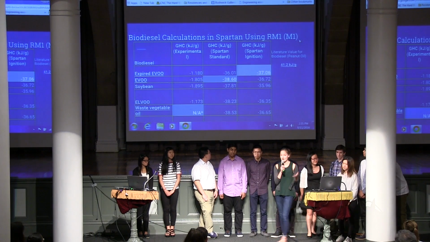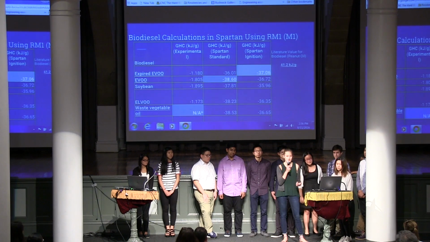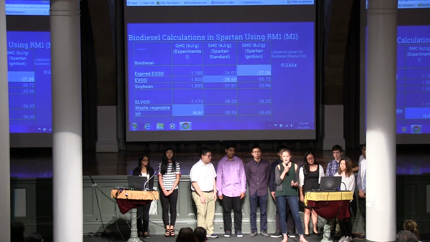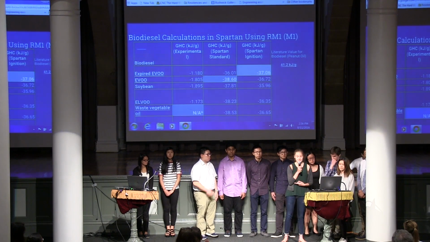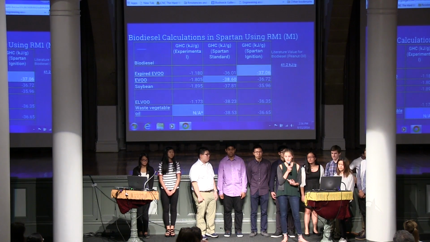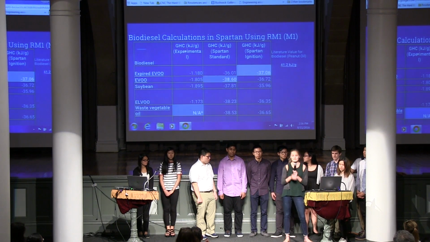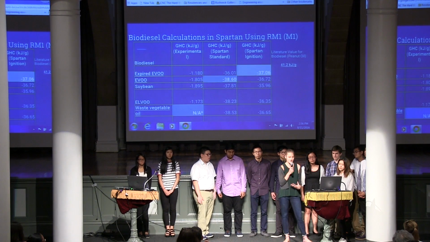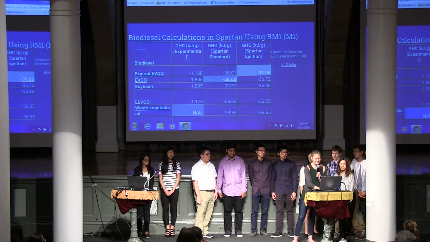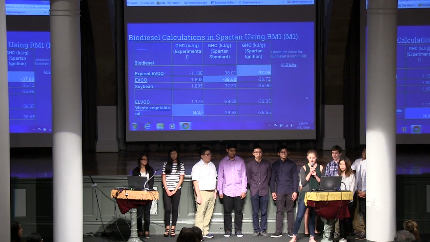So here we actually have a chart of the experimental heat of combustions, the ones that we calculated with Spartan using the best method, which was RM1 method 1, which was RM1 plus ERT, as well as the Spartan calculations at the ignition temperature. And here you can see that we used GHC, which stands for gross heat of combustion, and that accounts for the heat of condensation of water. So our experimental heats of combustions were actually very, very low comparing to the ones that we calculated using Spartan.